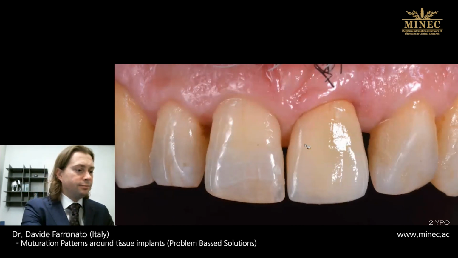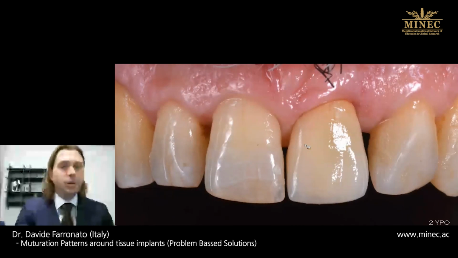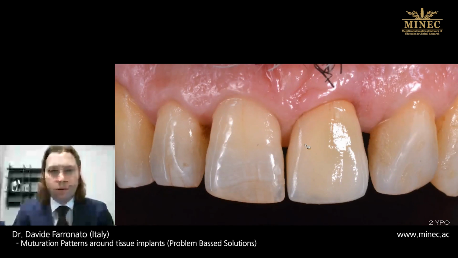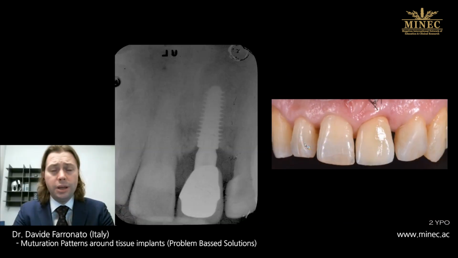So again, you can see a 2-year follow-up. The stability of the tissue is high. The stability of the bone is high on this kind of connection and on this kind of implants. Those kind of threads, of course, help me giving very good primary stability and reducing the bone reduction during the insertion.